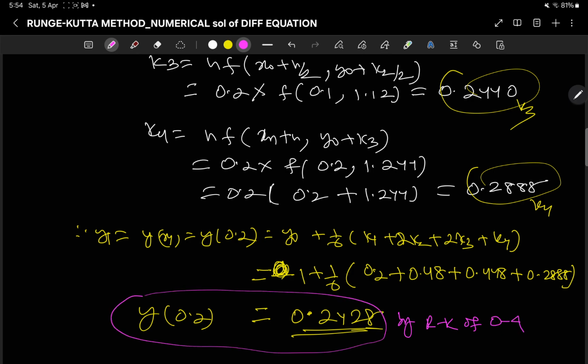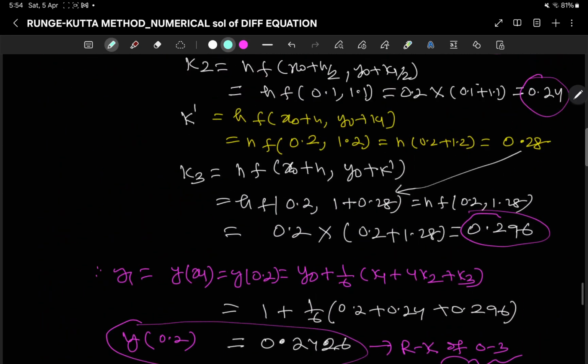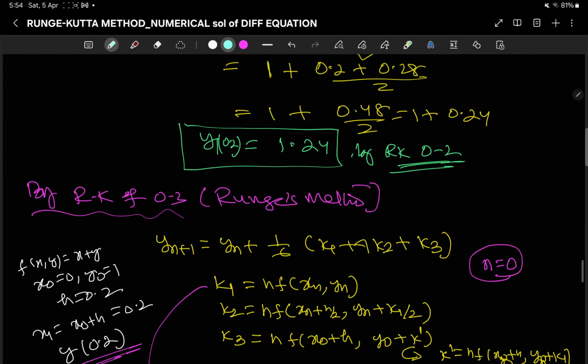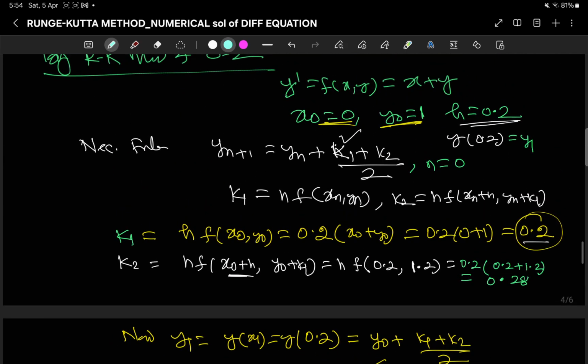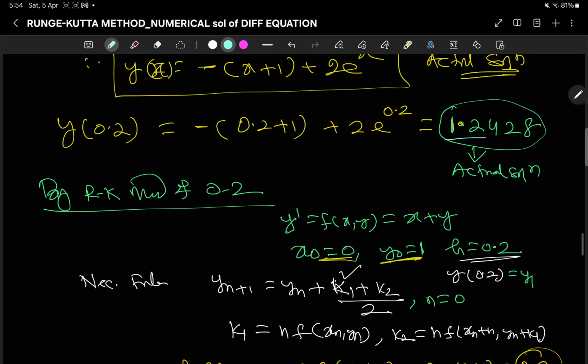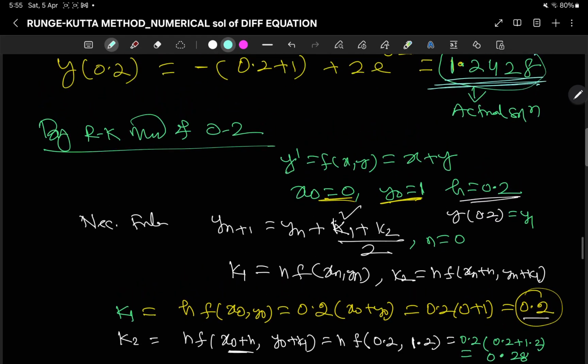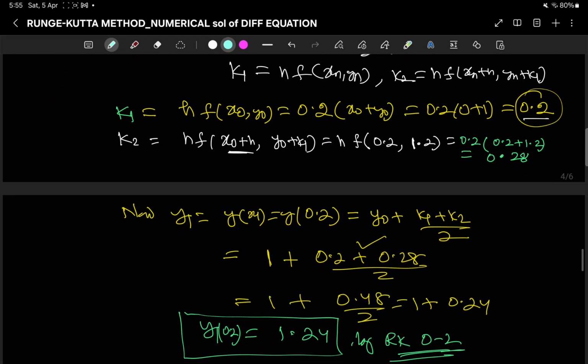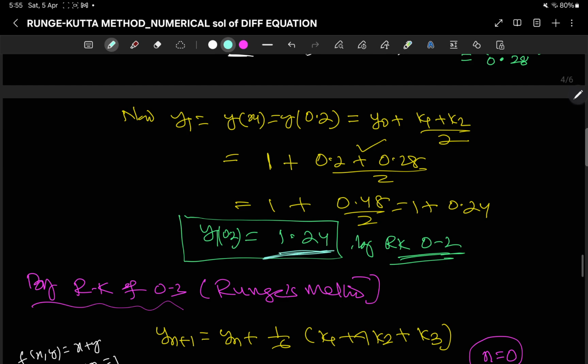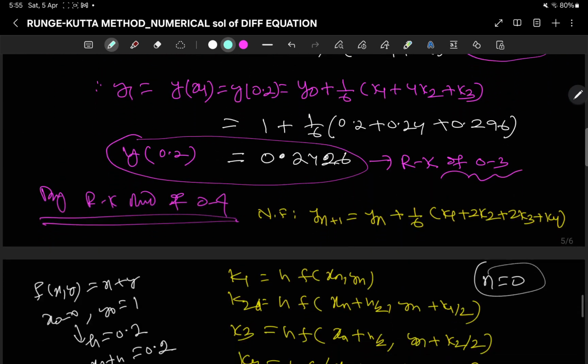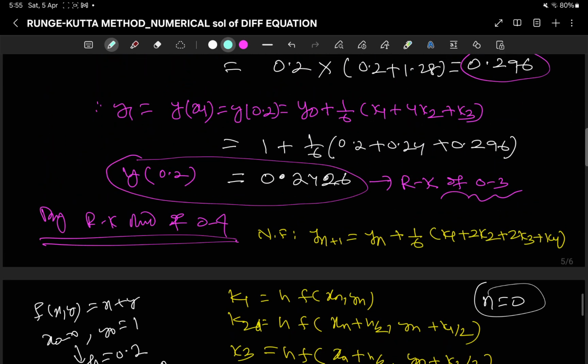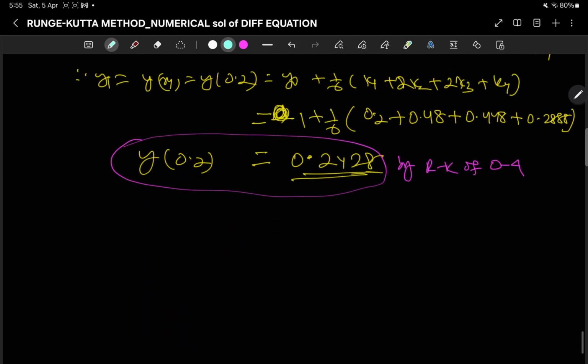Okay, so now let us compare this and find the error in each case. So by the actual calculation we got 1.2428. Okay, so you see what is the error here. By RK method of order 2, you see this is 1.24. By order 3 we have 1.2426, so we find the error here. So we calculate the error. Now we see the error.